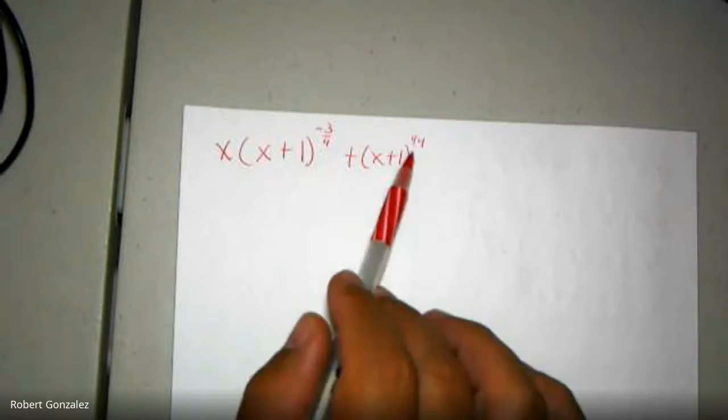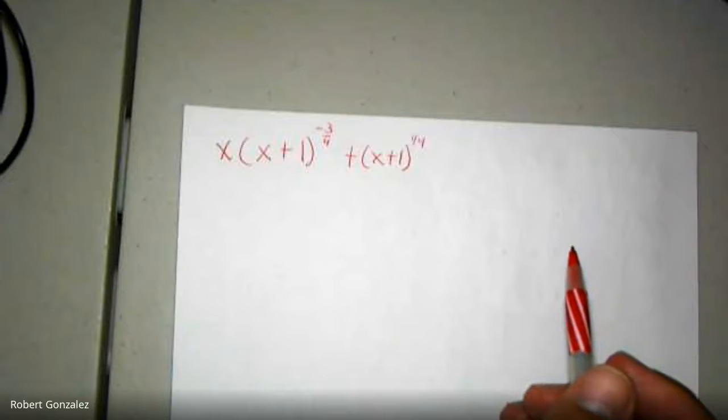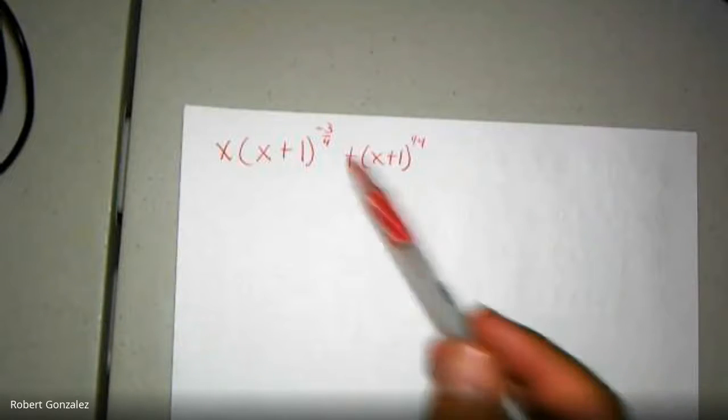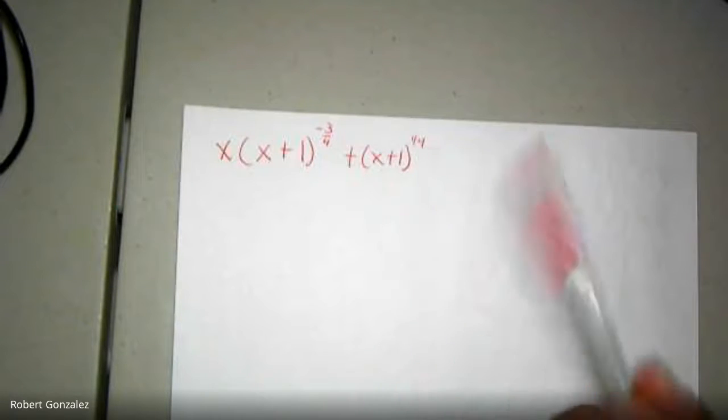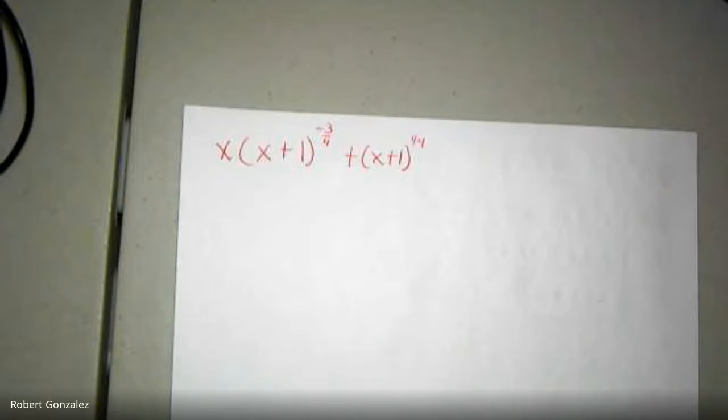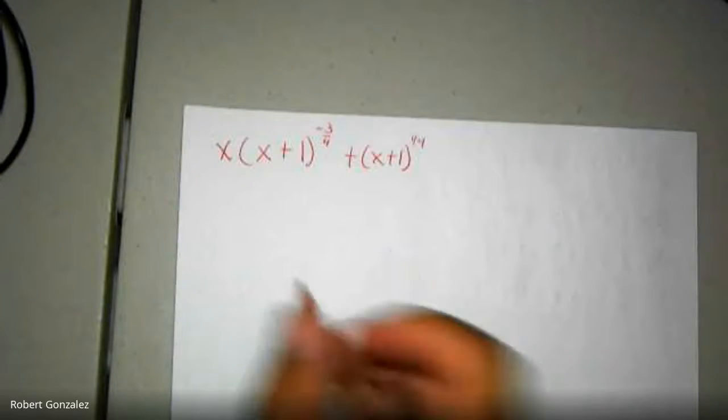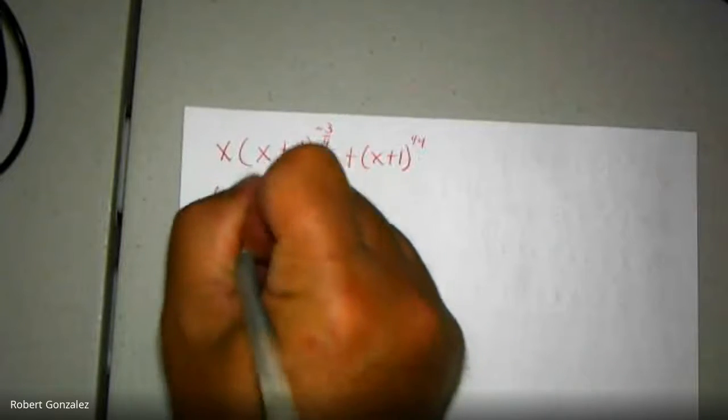What's the lower of the two exponents? Go ahead and speak up, somebody. What is the lesser of the two exponents? Lower number. Negative 3/4. Negative 3/4 is correct. I'm going to write it out here because I'm factoring it out.